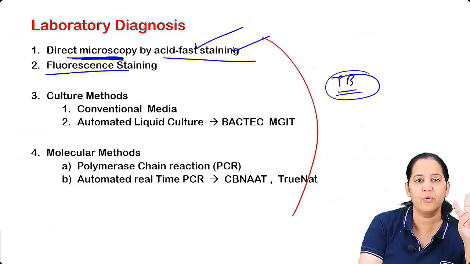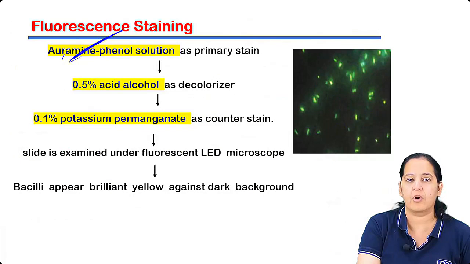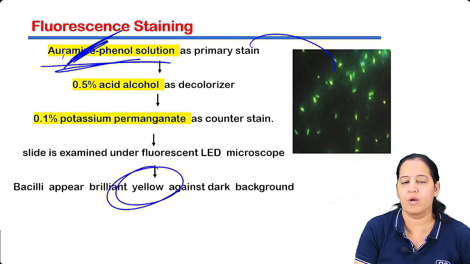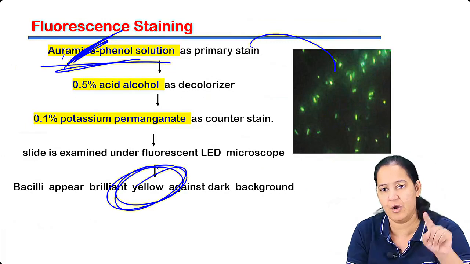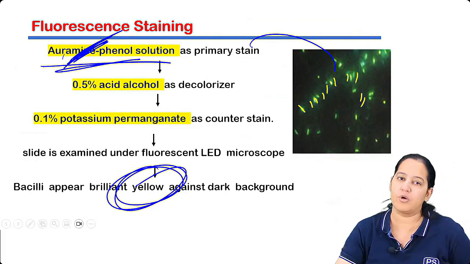The second is fluorescent staining. Fluorescent stains are available. It's Auramine, Rhodamine. Auramine is very costly. Here the bacteria appear yellow color. Can you see the yellow color? It's fluorescent yellow color. But it's costly.